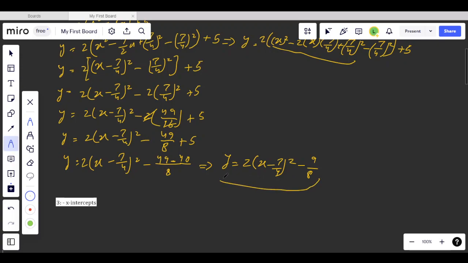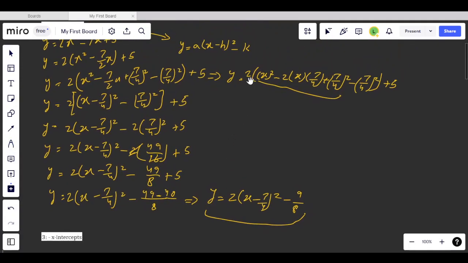As I have told you earlier, this will look like y is equal to a into (x minus h) whole squared minus k. Here a is 2, h is 7 by 4, and k is 9 by 8. So this is the required vertex form of the given function.